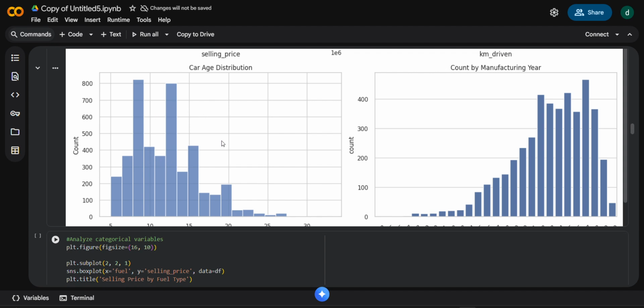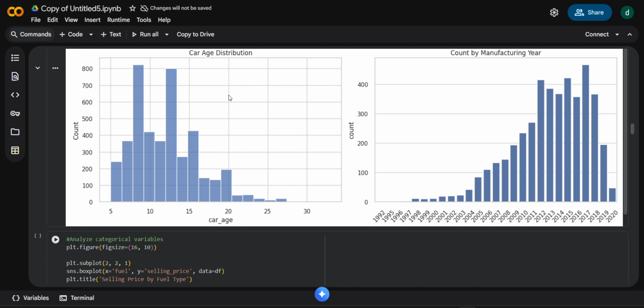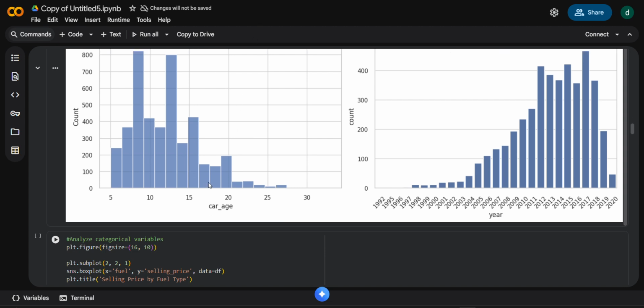The car age distribution shows how old the cars in the dataset are. Interpretation: most cars are 5 to 15 years old. Very old cars, 20 plus years, are very few. Cars less than 5 years old are also fewer in number. The used car market mainly contains cars around 8 to 12 years old.